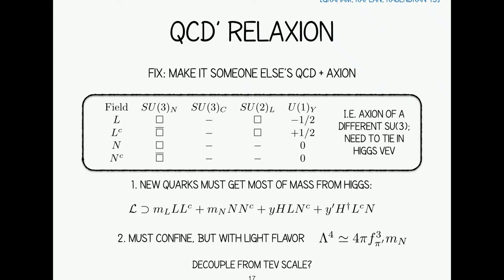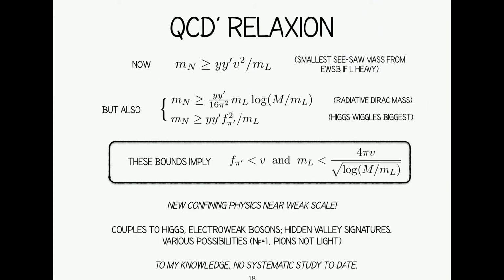Now, instead of having it be QCD that generates the bumps in this potential, it can be someone else's copy of QCD. So I could spend a lot of time talking about how this model works in detail. There are various interesting constraints on it, but I'll save that for the Q&A this afternoon if you're interested.